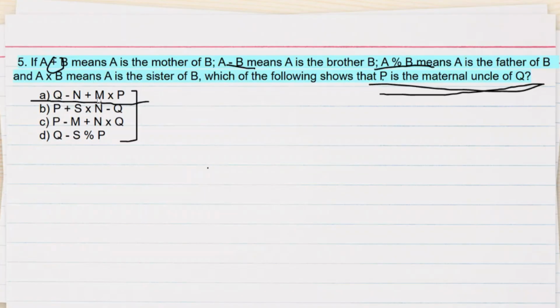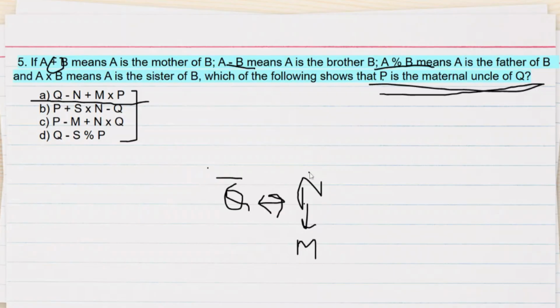We would analyze each of these options and we will see which option satisfies what is being asked in the question. Now, coming to the very first part A, Q minus N. A minus P means A is the brother of P. So Q minus N means Q is the brother of N. These two are siblings. Now N plus M. We will begin from the first and go towards the end. A plus B means A is the mother of B. So N plus M means N is the mother of M. So M is the child of N.